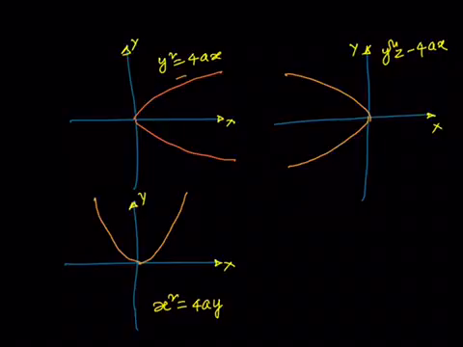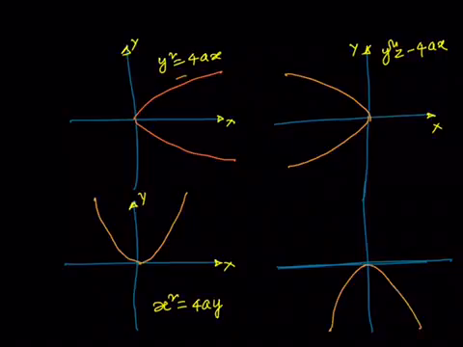The last one we will have like this. Let us say this is our coordinate axis, then the parabola will be like this, and the equation of the parabola is given by x square equal to minus 4ay. In this case, again, this is the x-axis and this is the y-axis.